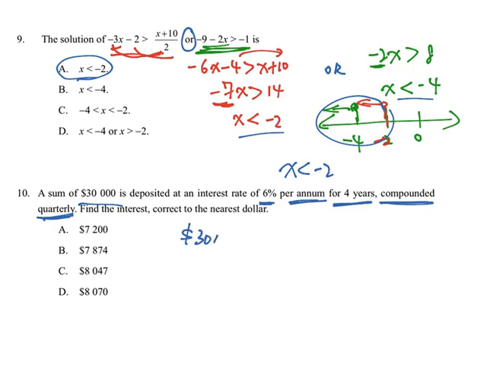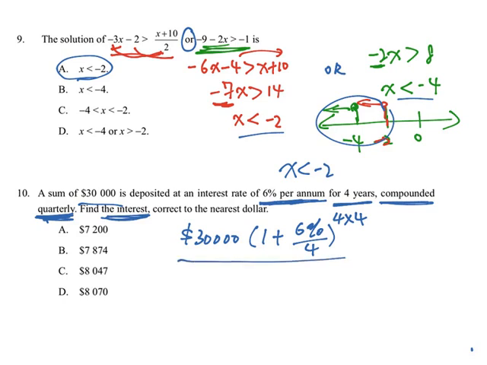So we'll use this: 30,000 times 1 plus, because earning, and then 6% for a year. That means we need to divide by 4 because quarterly, divide by 4. And then for the index, 4 years, and then every year we have 4 times, so it's 4 times 4. Now we will find the interest. For this one, we will find the amount, so we need to minus 30,000. So by using calculator, then you can get the answer is D.